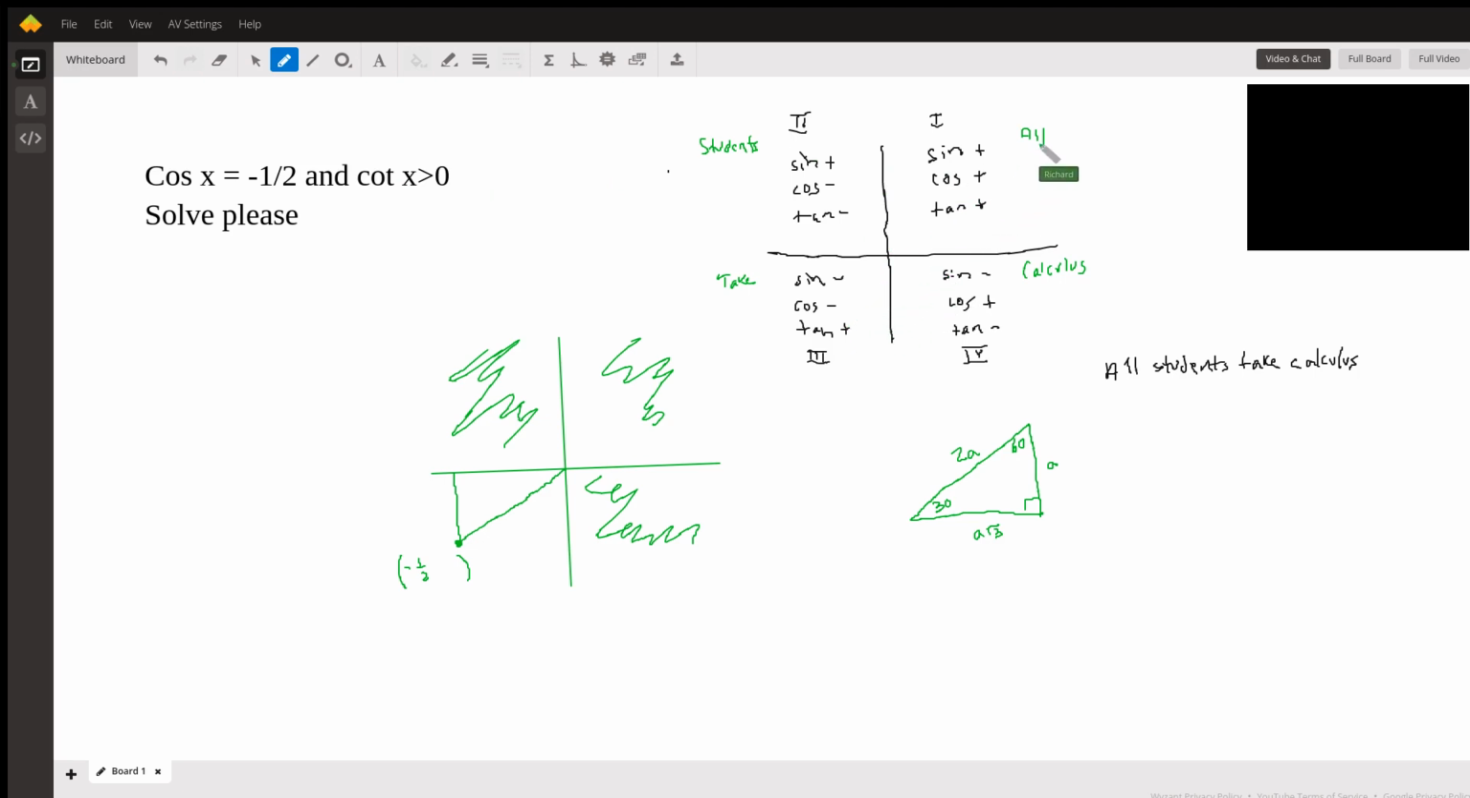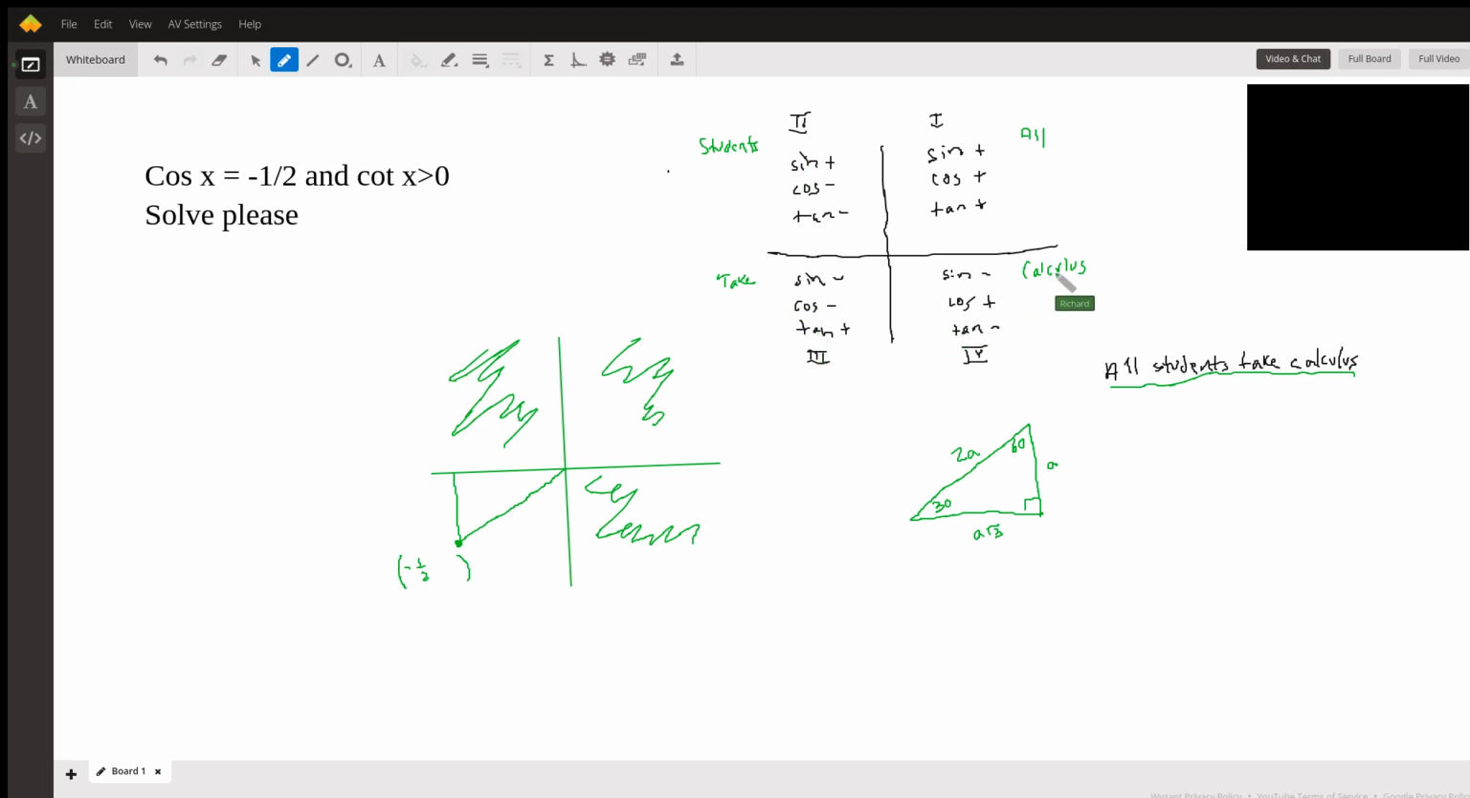And the way I like to teach this is to just ask you to memorize this little expression here: All students take calculus. So in the first quadrant, all the functions, sine, cosine, and tangent, are positive. That's the all. Notice in the second quadrant here, only the sine is positive. So that's students. S is for sine. The take here, all students take calculus. T tells us that the tangent is positive, and that's the only one that's positive here.